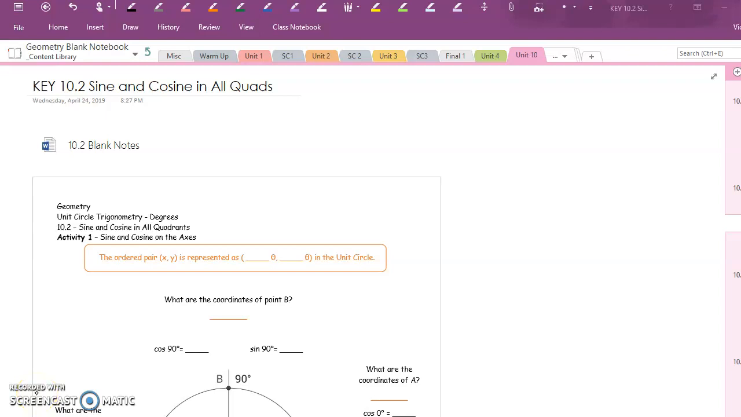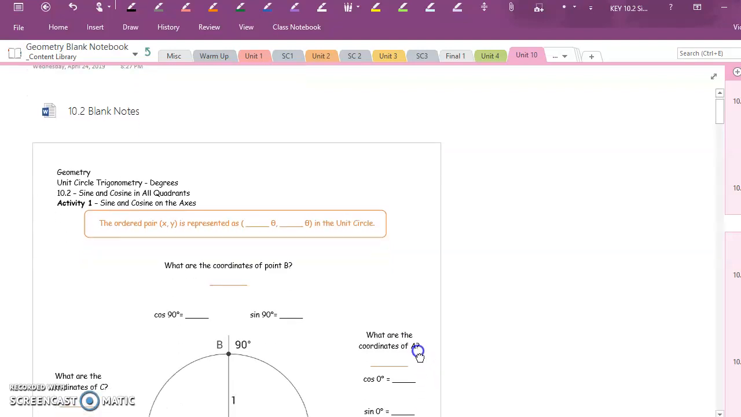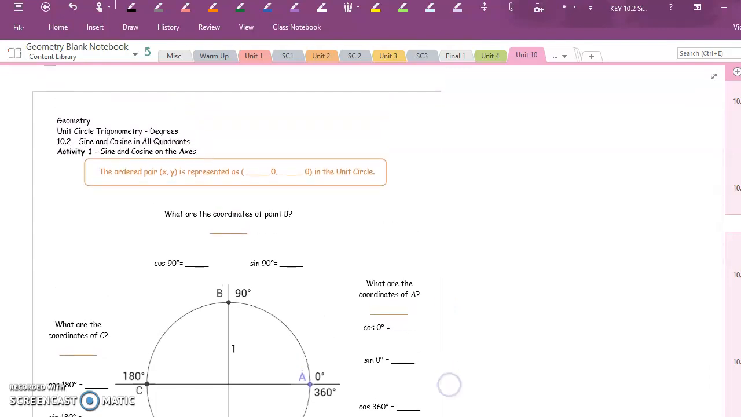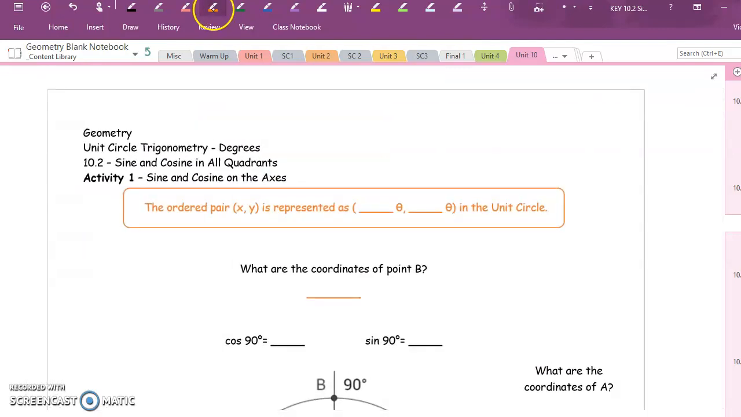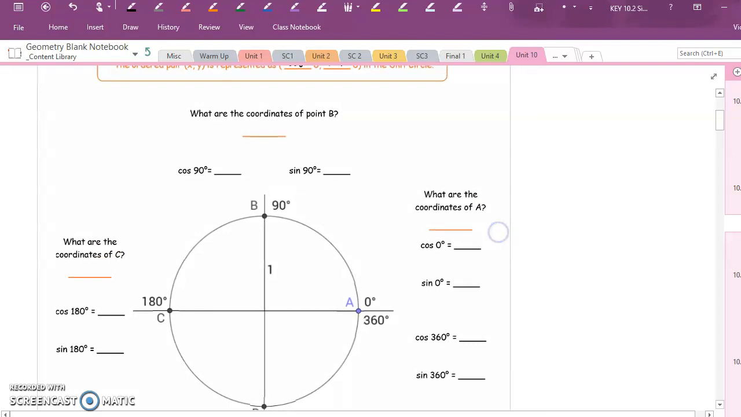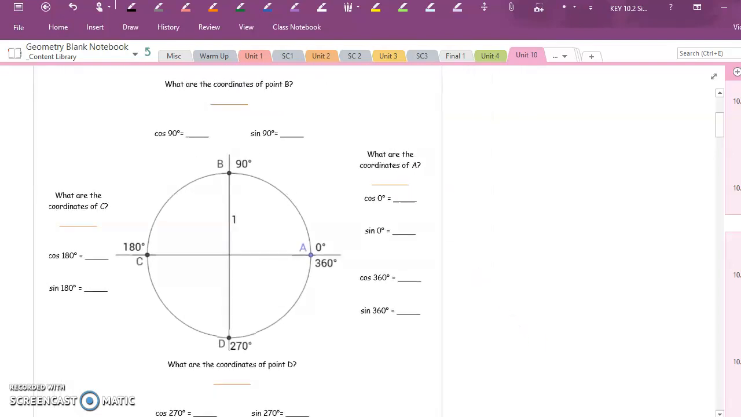We'll now begin looking at sine and cosine in all quadrants. Use the left-hand trick in order to find our different reference angles of 30, 45, and 60. But before we do that, we're going to be looking at, again, the axes. So the ordered pair xy, remember the alphabet, so therefore we know that our ordered pair xy goes cosine, comma, sine in the unit circle. So let's start with the axes.